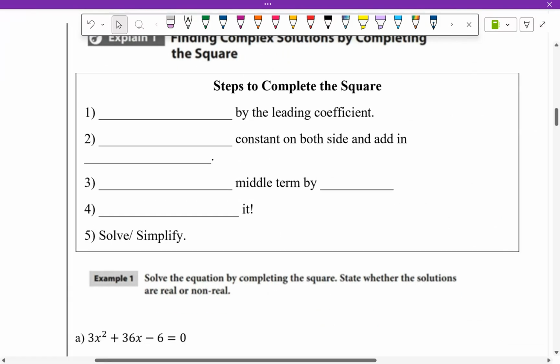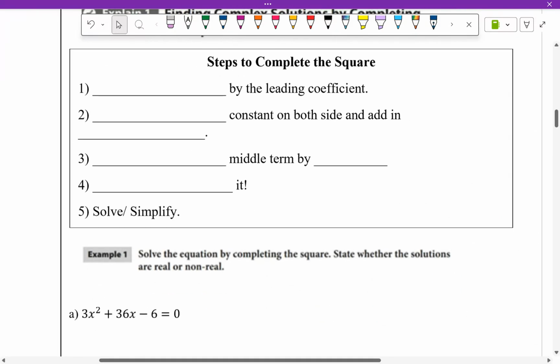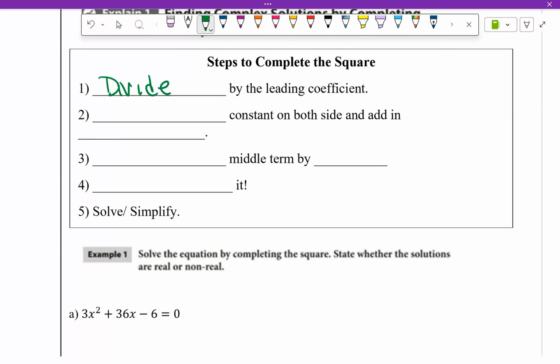All right? Okay. So steps to completing the square is we're going to start by dividing by the leading coefficient. So if there's a leading coefficient, we divide by it. Then we add or subtract, depending upon what's there. So inverse operation, the constant on both sides, and then we also add in a plus blank on both sides. That'll make sense when we do it. This is if you need to go back and figure it out. That's why we're doing this box.